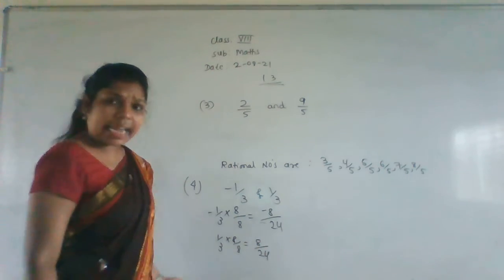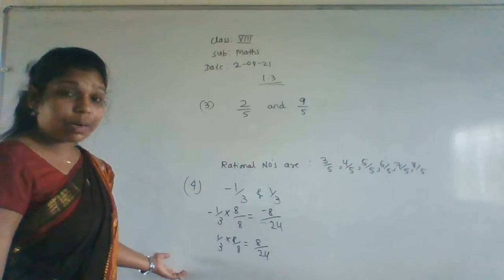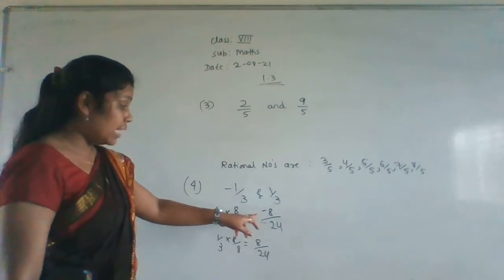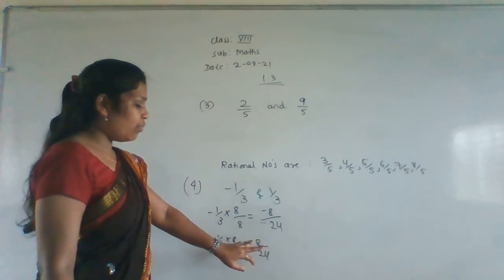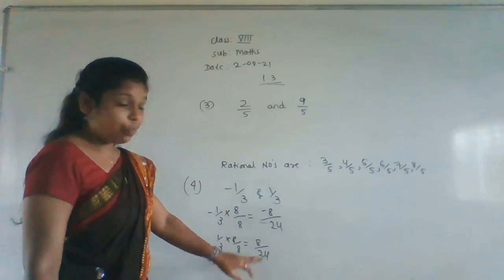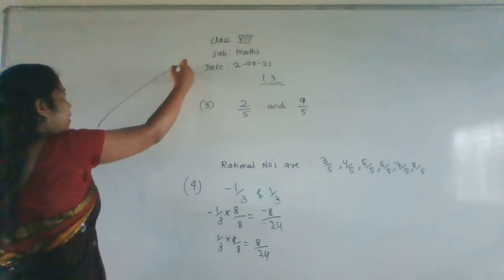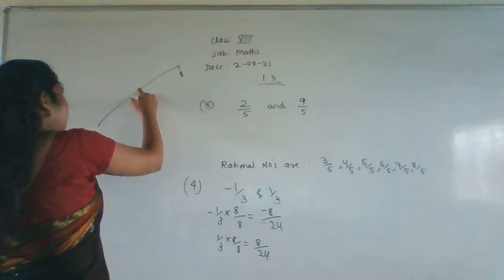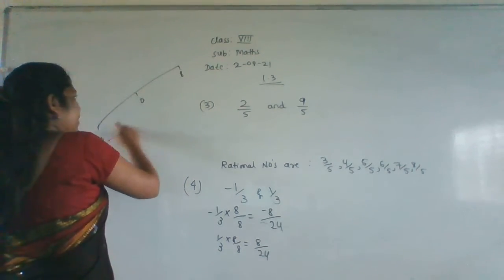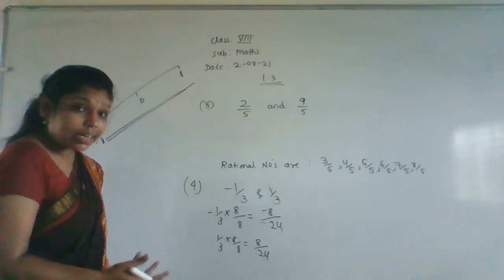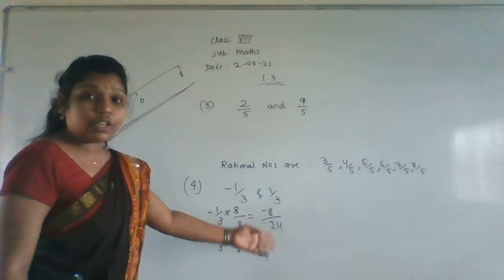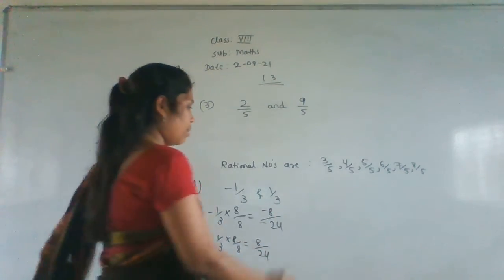You can multiply by 9 also, or 7 also, but we want only 10 rational numbers in between these two. Now observe here, minus 8 by 24 to 8 by 24. On the number line, this will be 8 here, 0 here and minus 8 here. In between minus 8 to 8, how many numbers are there? So many numbers are there, right? So you have to change the numerator value and write the rational numbers.